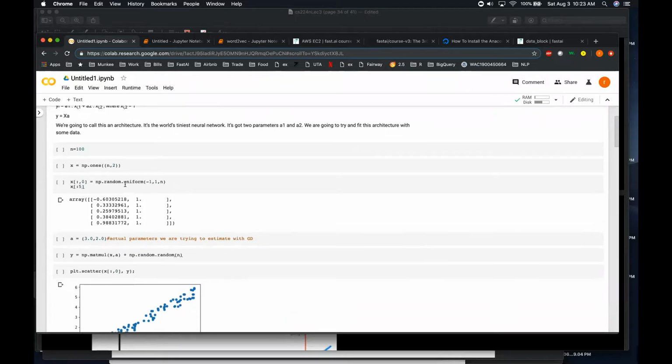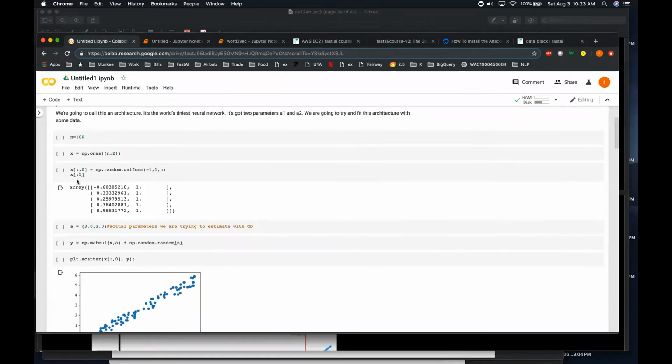Initializing x to be random values between -1 and 1. So this is what you see if you look at the first 5 rows. This is what it looks like. The second column is basically all ones.